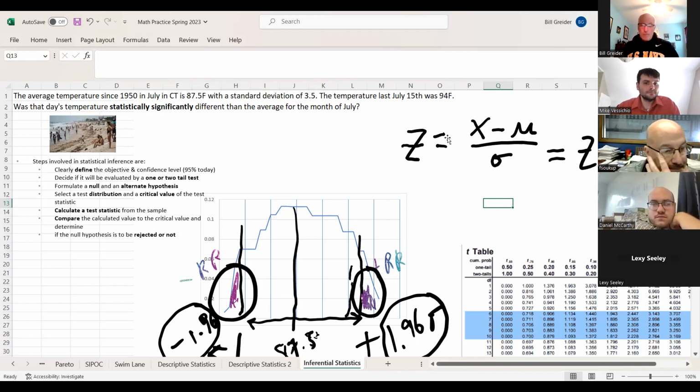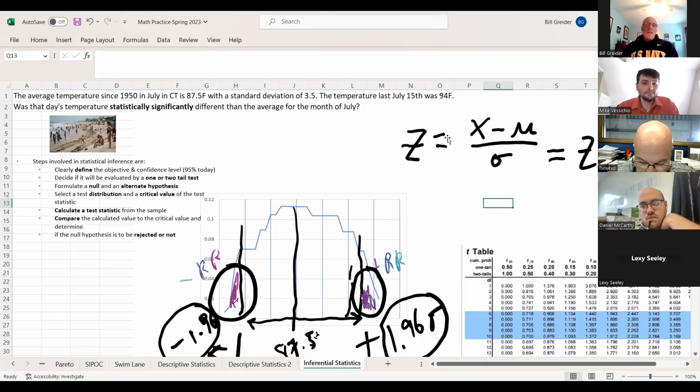The only goal of hypothesis testing, and in this case, inferential statistics, is to disprove the null hypothesis. It's almost like you're on trial, right? It's up to the prosecution to come up with enough evidence to prosecute, but you're presumed innocent. Well, it's the same thing here. The null hypothesis is that there's no difference statistically. The alternative hypothesis is there is a difference.